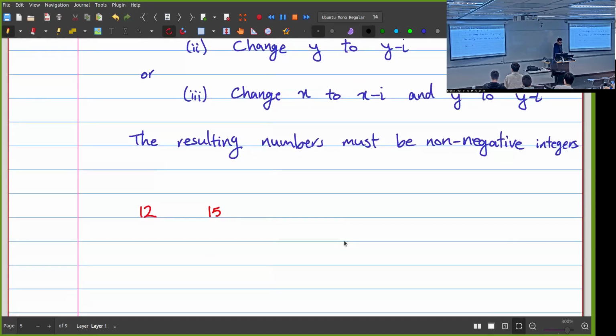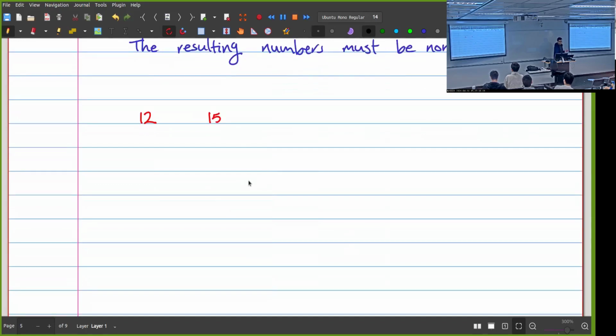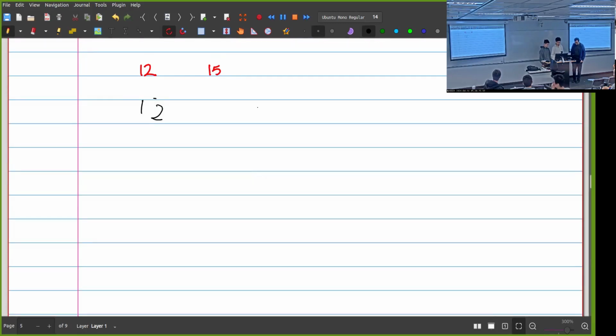And of course, the rule is just as before. Whoever cannot move loses. Two players. You can either reduce one of the two numbers or both of them. Just write in the next line.